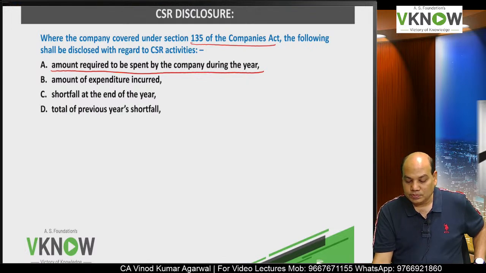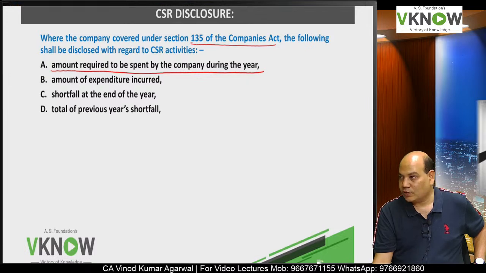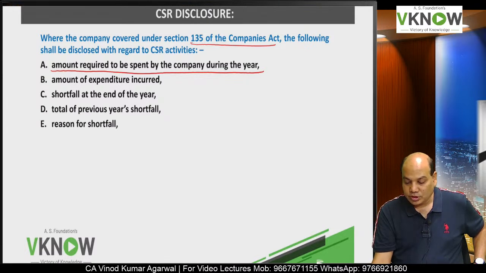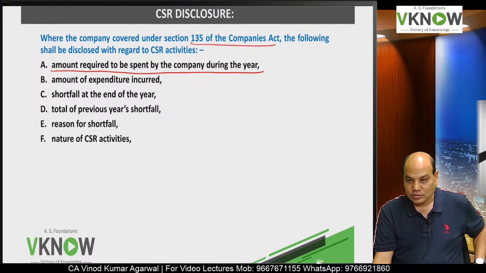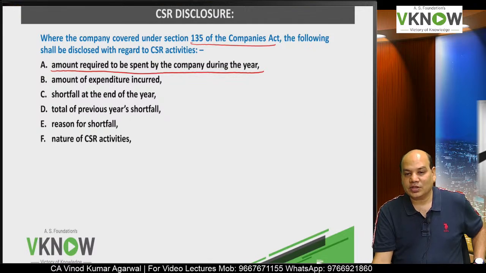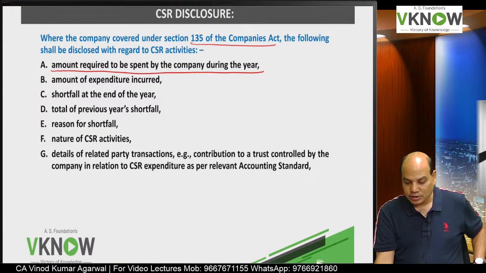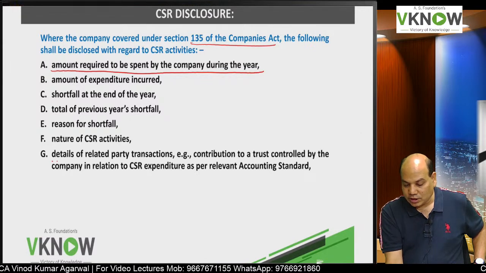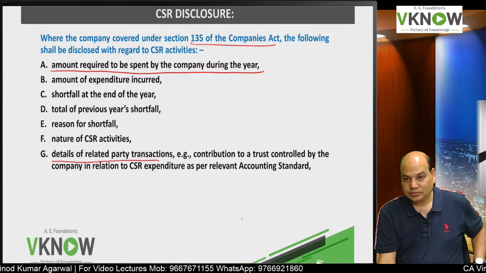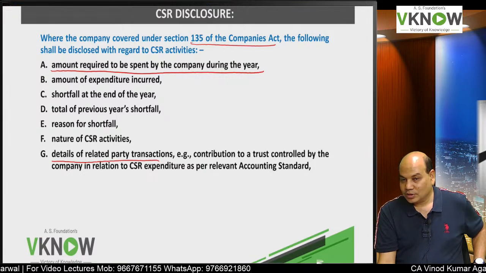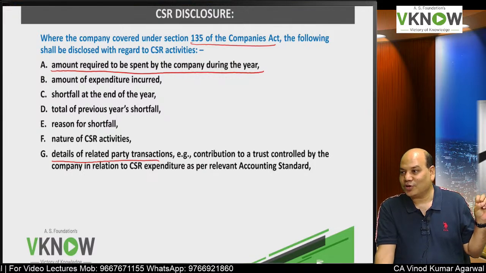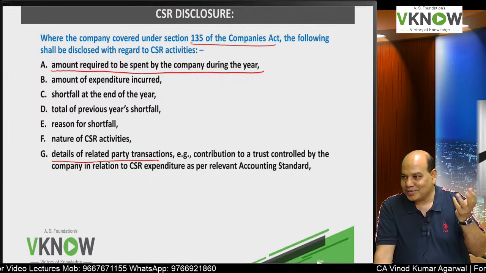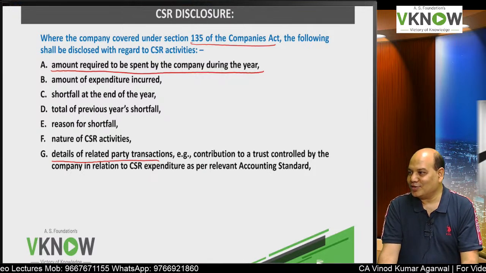Then any total of previous year shortfall you have to disclose, the reason for the shortfall, and then the nature of CSR activities you have undertaken. You have to give a brief disclosure of that. And if there is a related party transaction, you can have your own NGO also through which you can contribute. That means you can just transfer money from the company to your related party NGO.